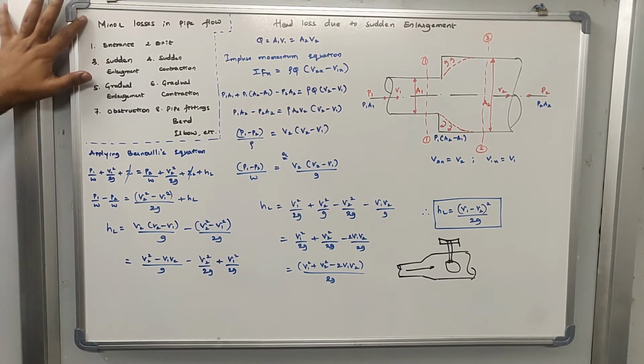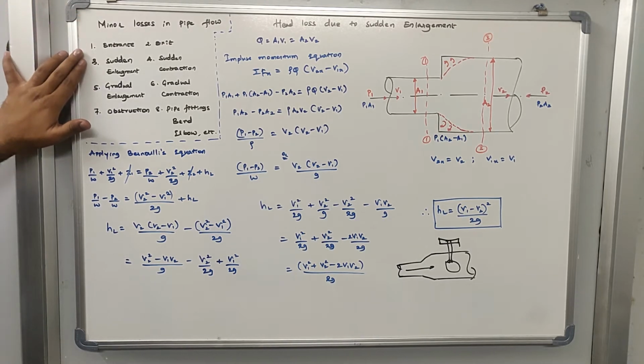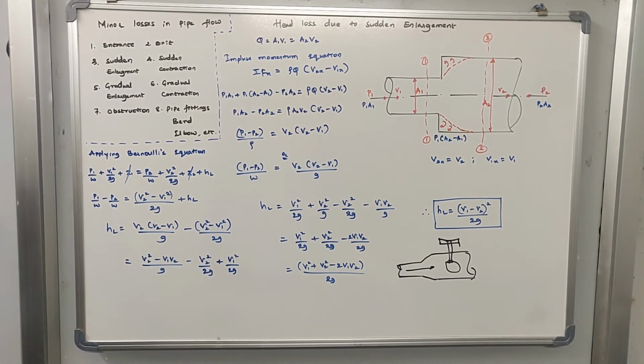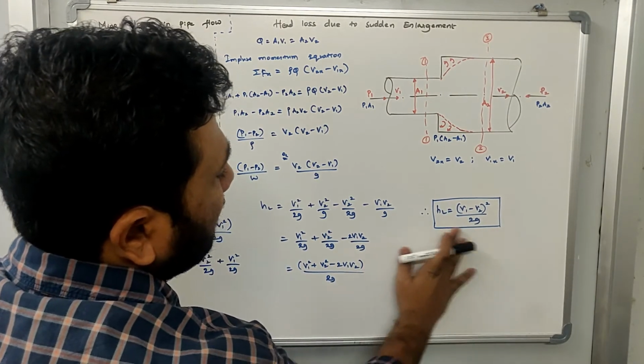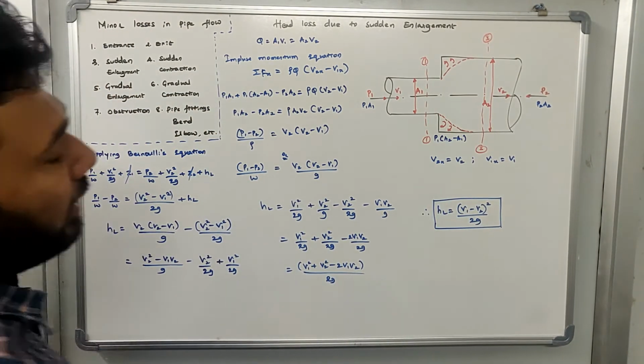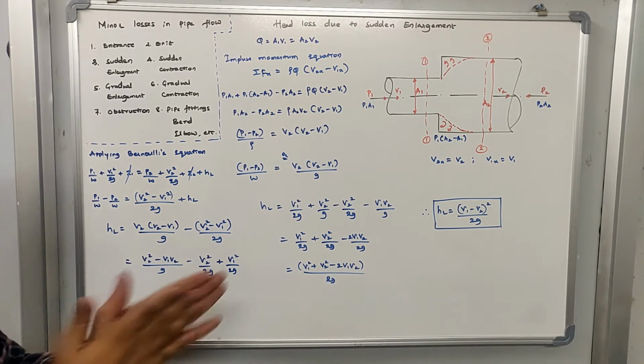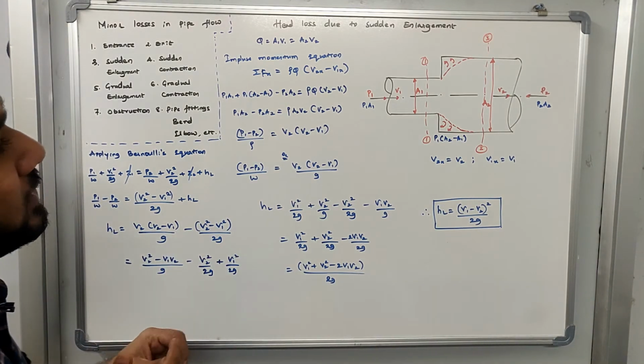So these are the minor losses in a pipe, and we have already discussed what the major loss in the pipe is. Now let us try to find the equation to calculate the head loss due to sudden enlargement, right? So let us look into this figure. This is the figure we have. In this figure we'll try to understand the different nomenclatures that I have written.